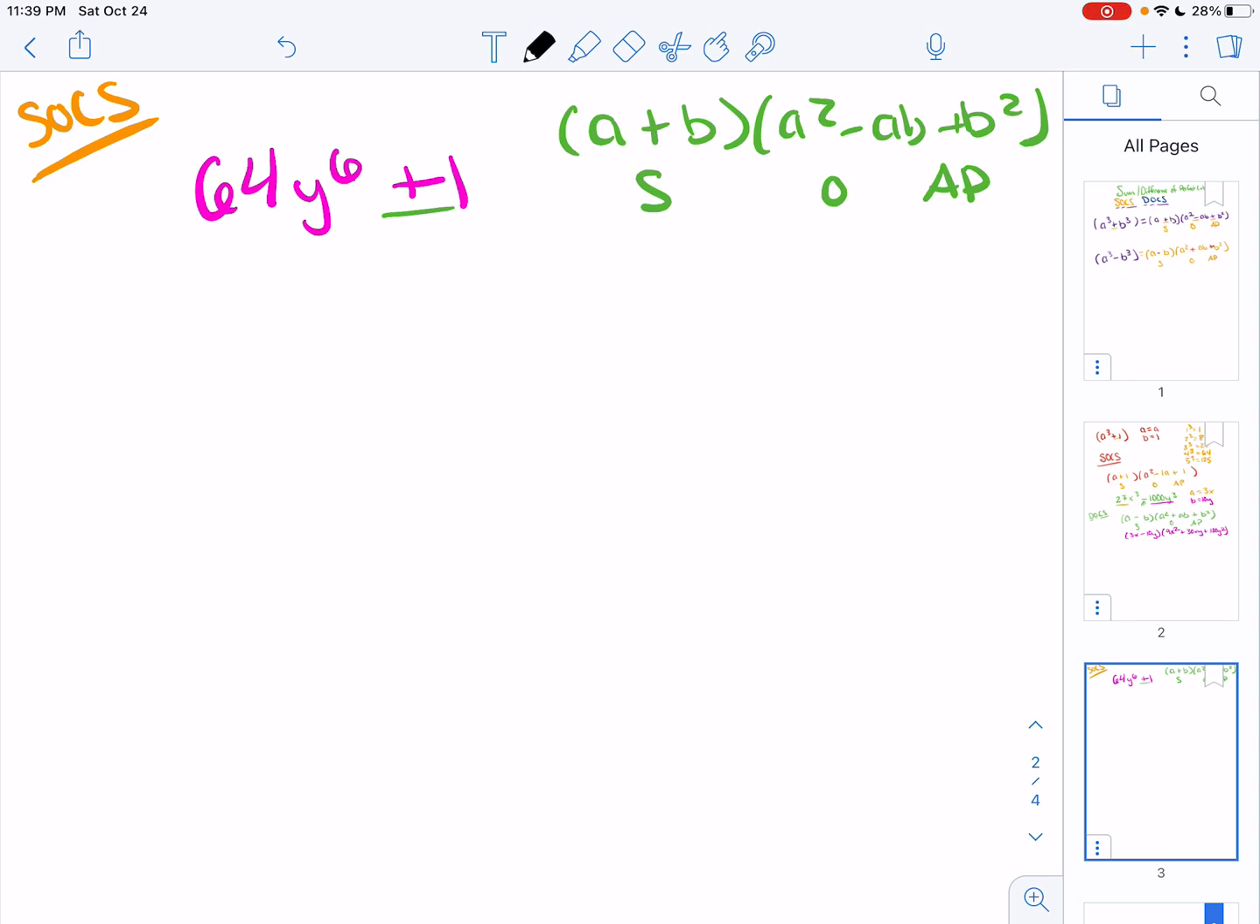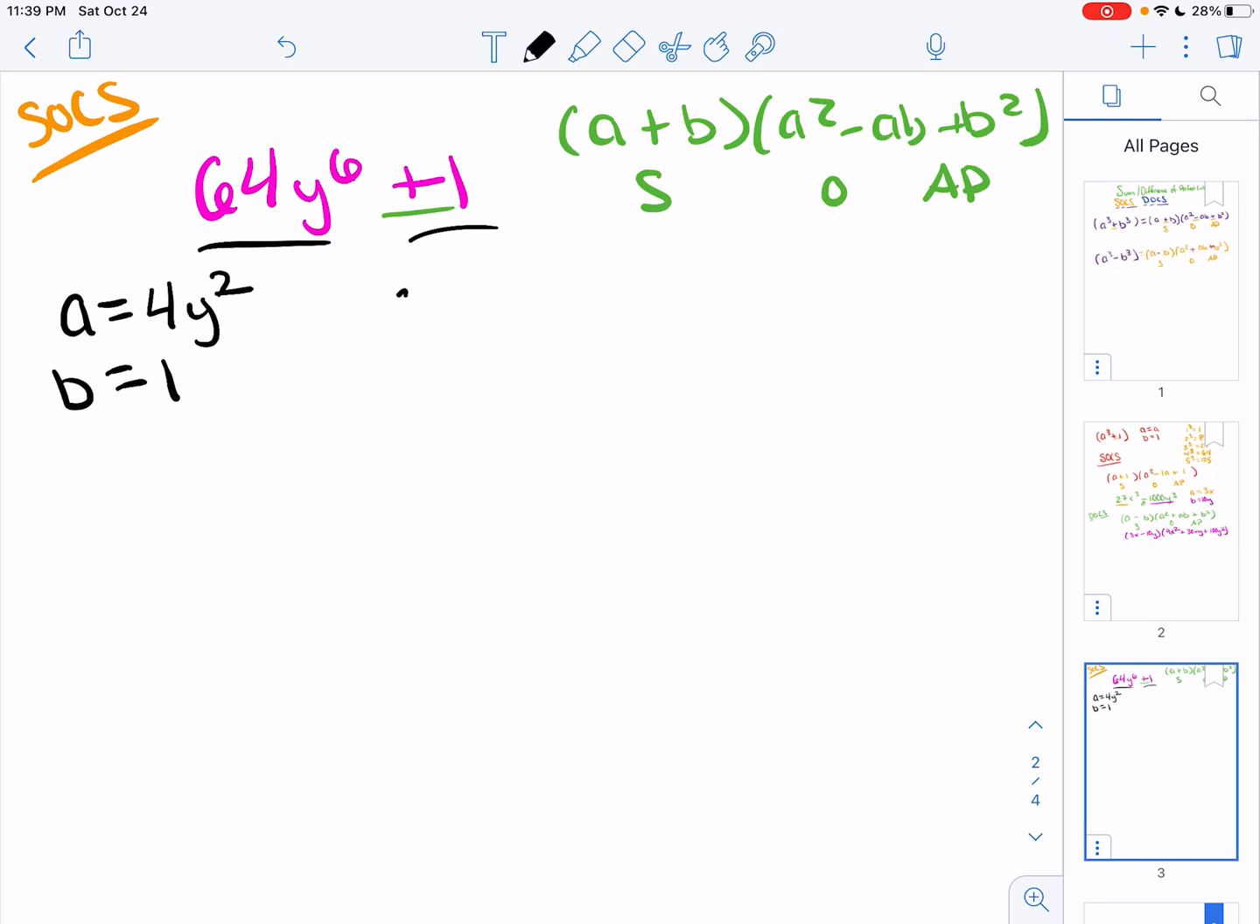So now let's take our cubed roots. I have A and B. So the cubed root of 64 is 4, because 4 times 4 is 16, and 16 times 4 is 64. The cubed root of y to the 6th. Remember, if we have an exponent that is divisible by 3, it is a perfect cube. So 6 divided by 3 is 2, so we have y squared. Now for B, the cubed root of 1 is just 1.